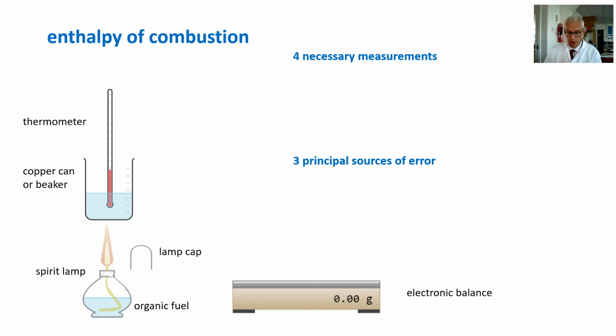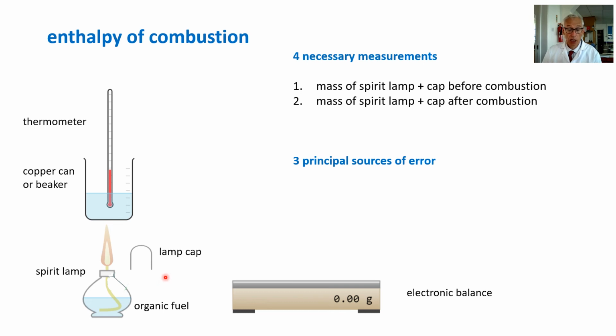So my suggestions for the 4 necessary measurements: of course, you need the mass of the spirit lamp and the cap before combustion. If you're going to keep the cap on the spirit lamp to prevent evaporation, then you need to have its mass measured as part of the initial apparatus. Obviously you then combust the organic fuel, so you need the mass of the spirit lamp and cap after combustion.